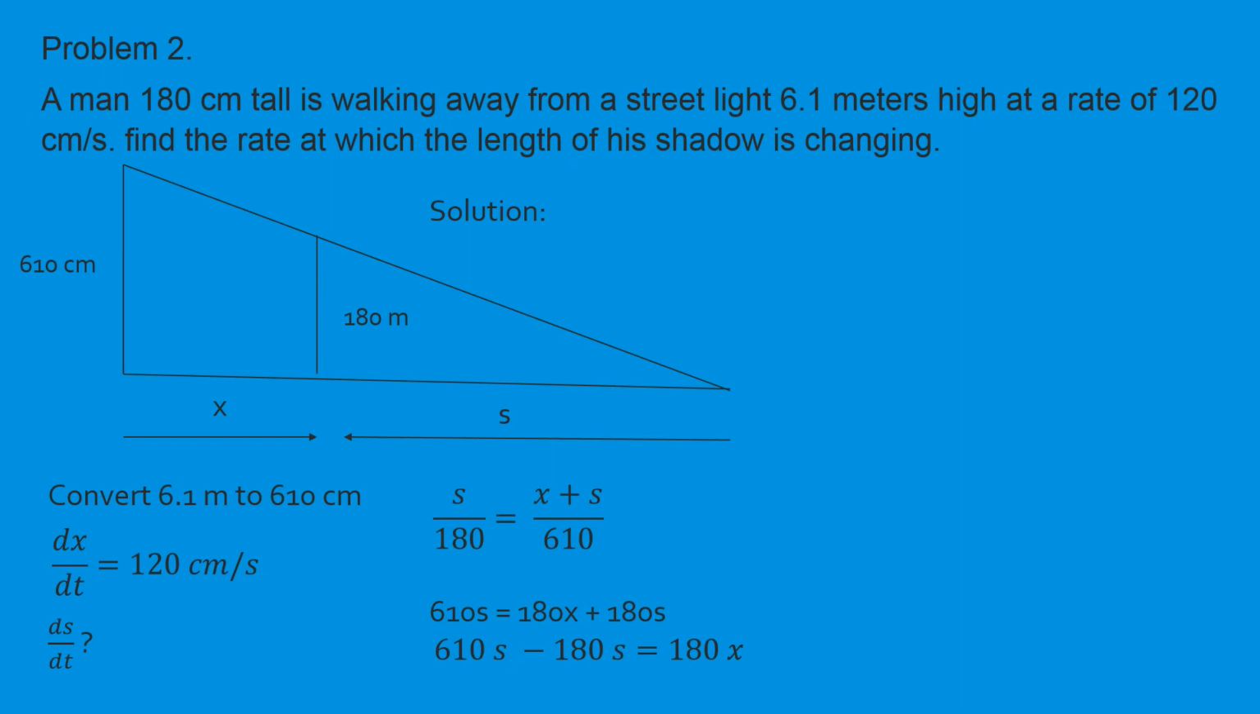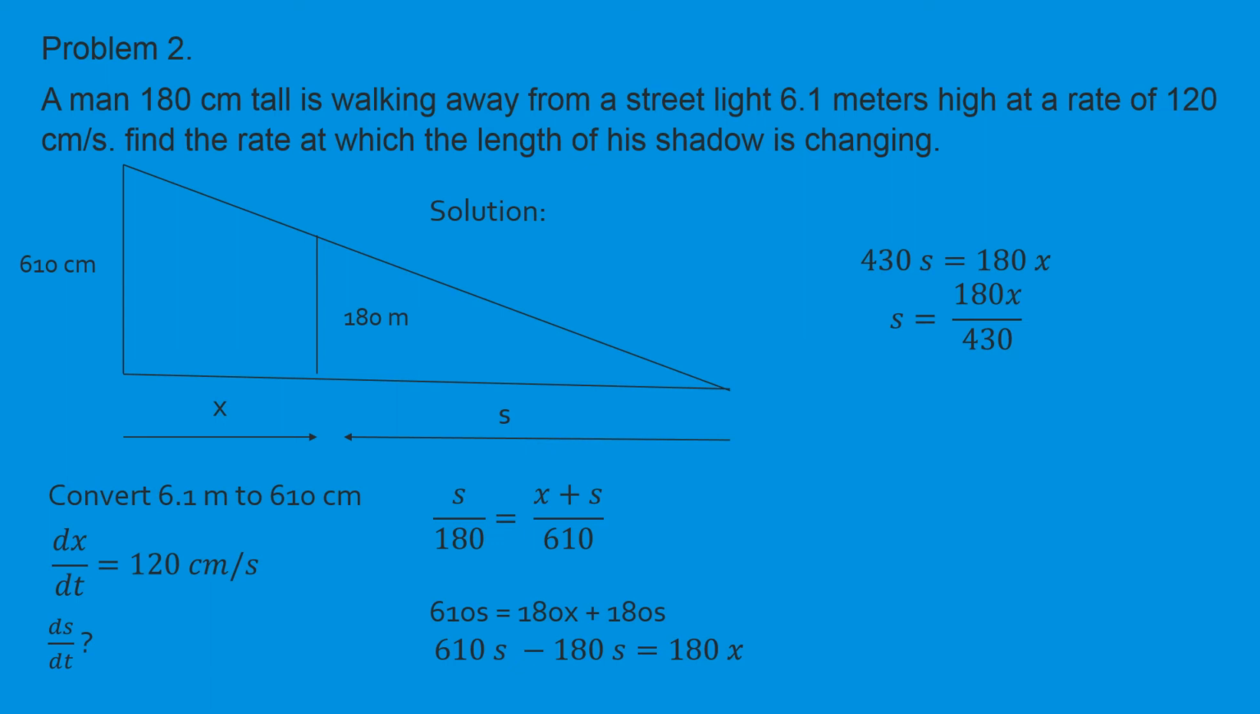610 times s is 610s is equal to 180 times x is 180x, 180 times s is 180s. Then combining like terms, we can combine 610s and 180s, so we can get their difference now. 610s minus 180s becomes 430s. So the remaining quantity from the other side is 180x. We can now divide both sides by 430. So from the left hand side, we only have s. On the other side, we have 180x over 430.